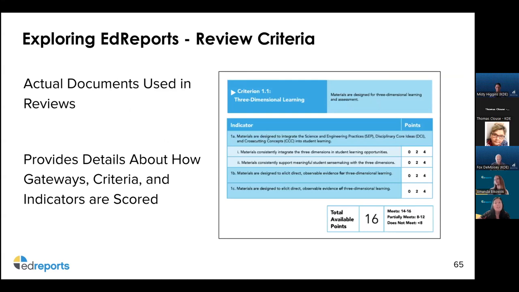The review criteria are actual documents that we use during the review. These documents outline how gateways, criteria, and indicators are scored. Using this information, review teams can easily determine whether the set of materials meets, partially meets, or does not meet expectations that are established by the indicators. Think of the review criteria as a condensed version of those evidence guides that concentrate specifically on the scoring aspect.